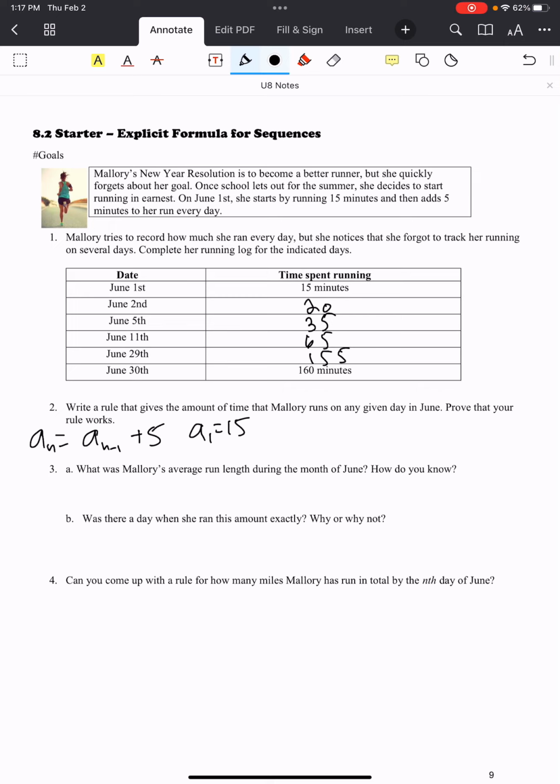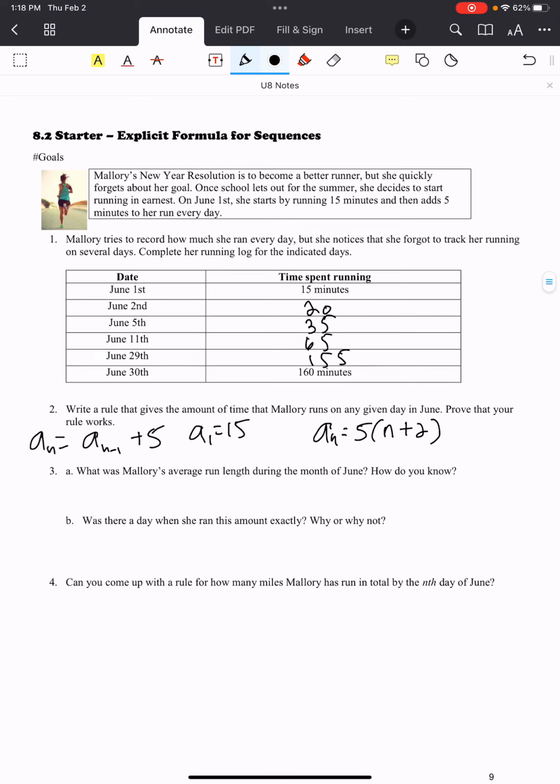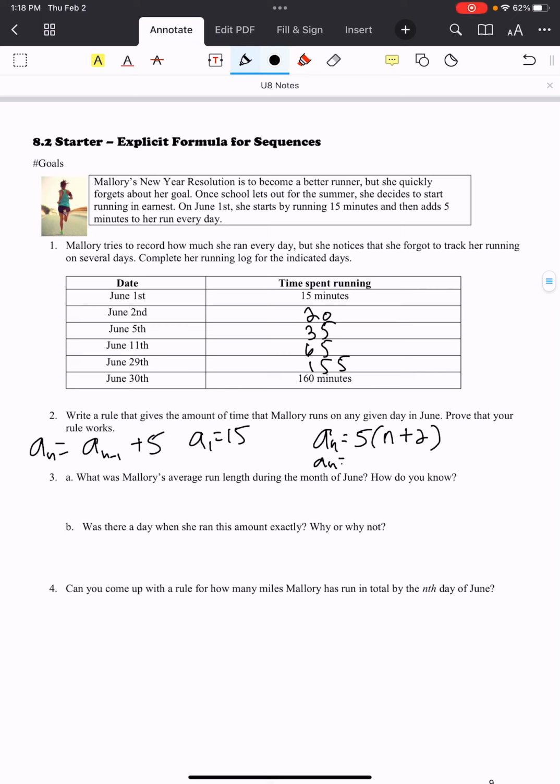I did a of n equals, and then in parentheses n plus 2, times 5. The 5 is outside the parentheses. N plus 2? Okay, so let's be careful. I don't know if that counts as the rule, but it works to find it. Oh, no, that works. Did you come up with something different? Yeah, please. I did n minus 1 times 5 plus 15. Holy cow. Plus 5 times n minus 1. Yes. Anybody else come up with anything?